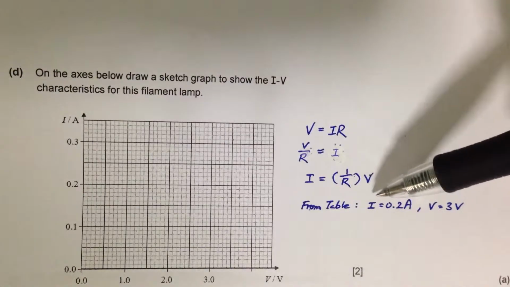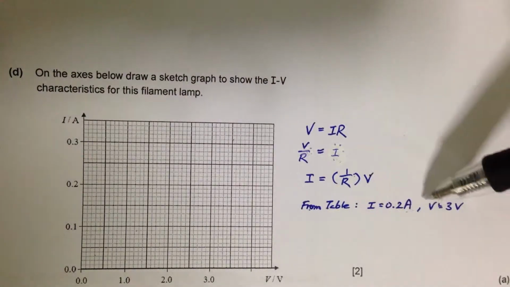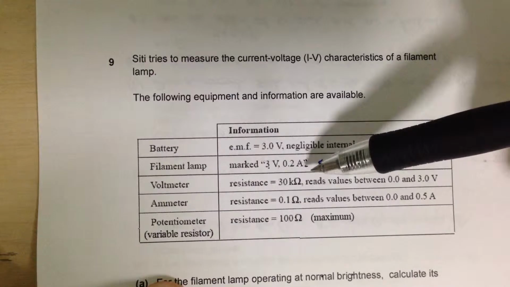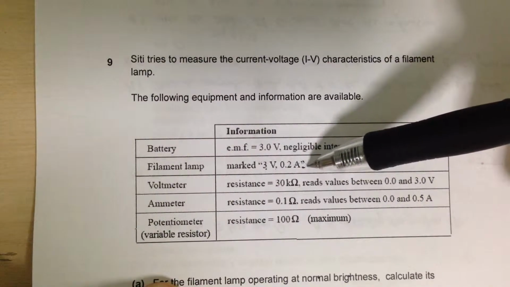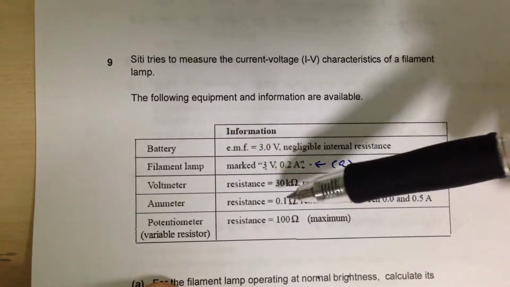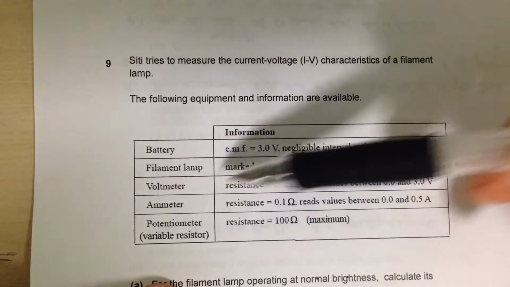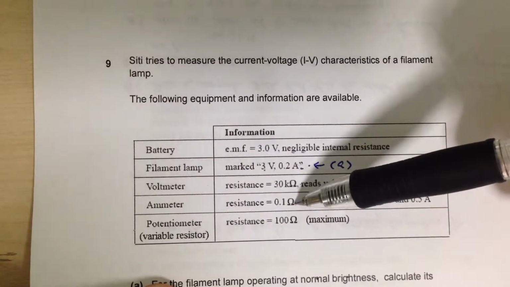So from the table you will get I equals 0.2, V equals 3. Where do I get this? Which table? This one. The normal operating voltage and current. Oh, okay. If you look closely here, you could even see that they actually give you the hint. The voltmeter is very high resistance, the ammeter is very low.